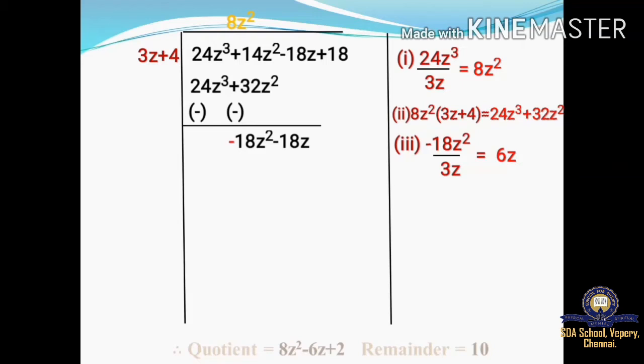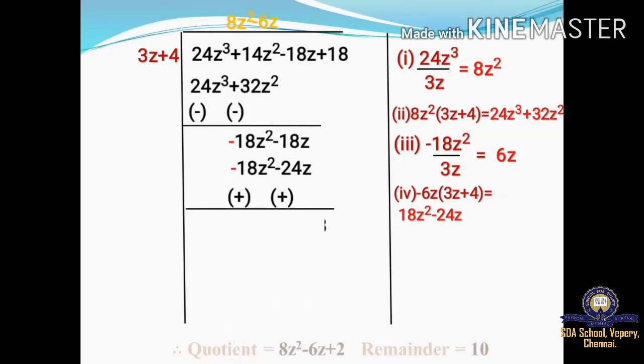Yes. Then what happens? I have to write that 6z in the quotient place. Got it, students? I'll get minus 6z. So I have to write it down. Then I have to multiply this minus 6z with 3z plus 4. What will I get the answer as? I'll get the answer as plus 18z square minus 24z. Now I have to write this down over here. Then I have to change the sign and subtract. What will happen? My first term will get cancelled, as in vanish. Then I will be left with 6z. Now I have to bring down 18.